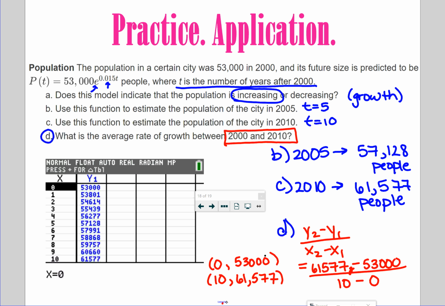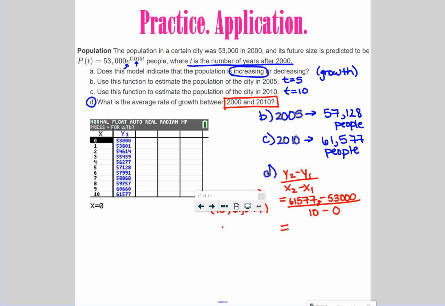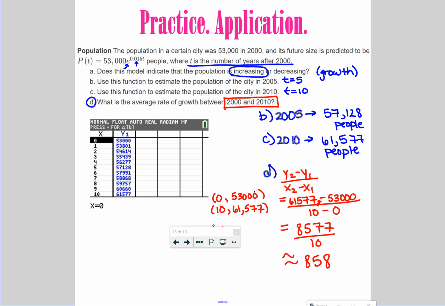And then we can simplify that. If I simplify the numerator, 61,577 minus 53,000, I get in my numerator 8,577. Divide that by 10 minus 0, which is 10. I get approximately, if I round to the nearest person here, 858 is the average rate of growth. So approximately the population of this certain city is growing by 858 people a year is what this model tells us.